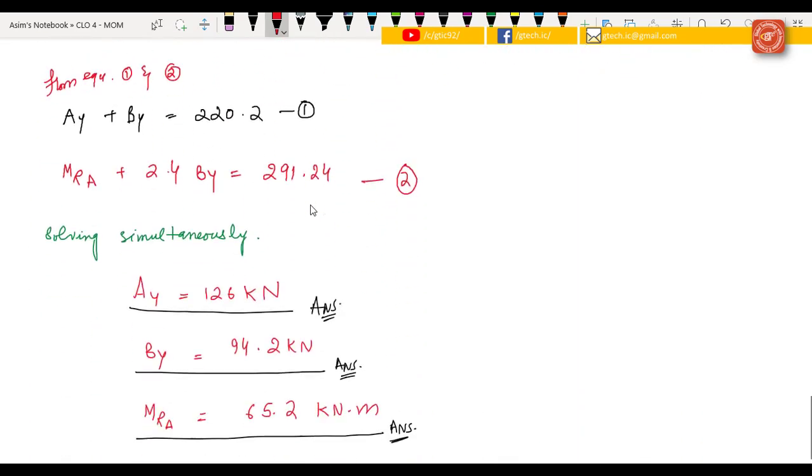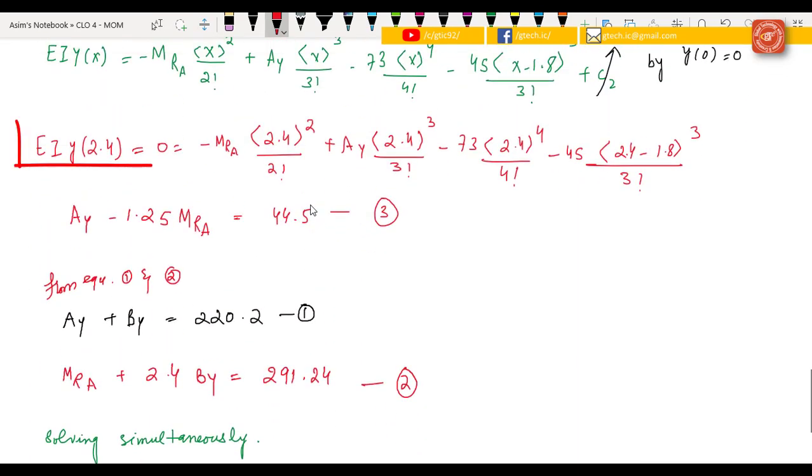So this term also goes to 0. Substitute x here, here and there, and then solve this equation, and the final form of this equation would be Ay minus 1.25 times MRA is equal to 44.5, and we call it equation number 3. So we already derived above equations 1 and 2, and equation 3 is shown here.